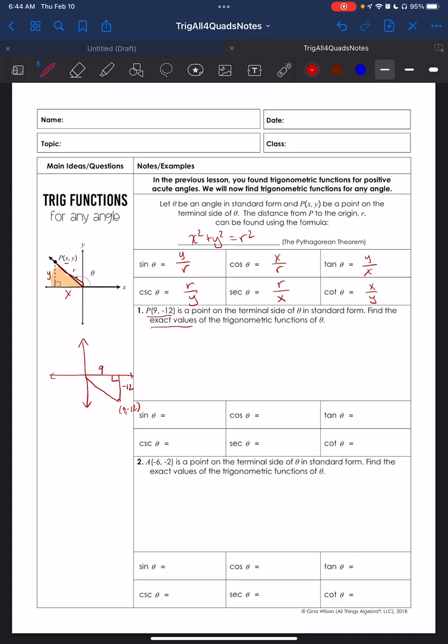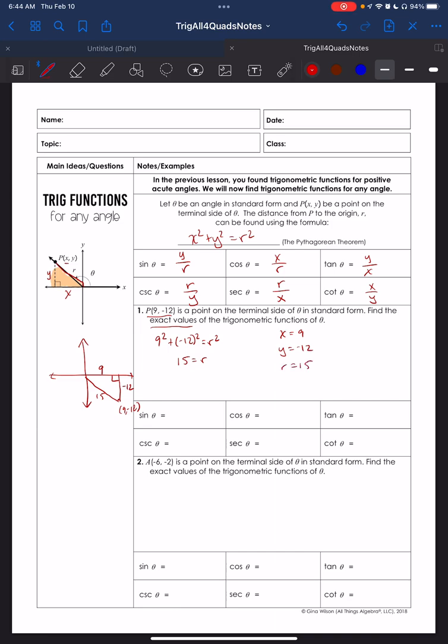So we've got to find r. We'll do some Pythagorean theorem. 9 squared plus negative 12 squared equals r squared. It works out that r is equal to 15. Be careful with your parentheses around your negative if you're squaring in your calculator. Okay, so this is 15. I should note r is always, always, always positive. Just to reiterate, x is 9, y is negative 12, r is 15.